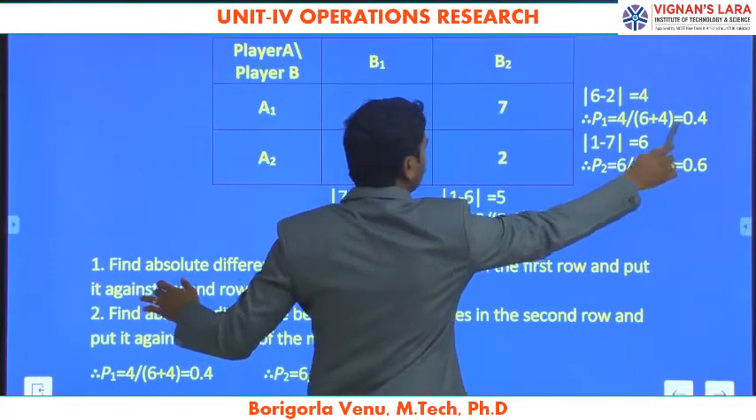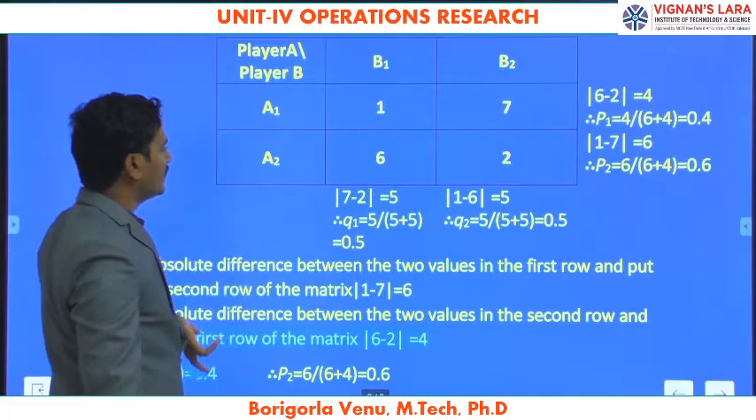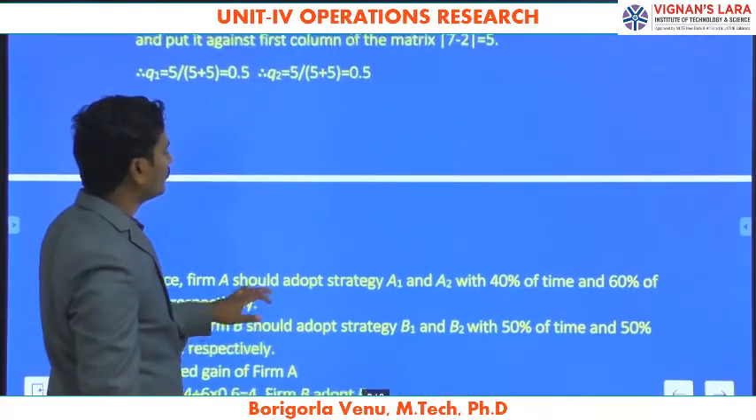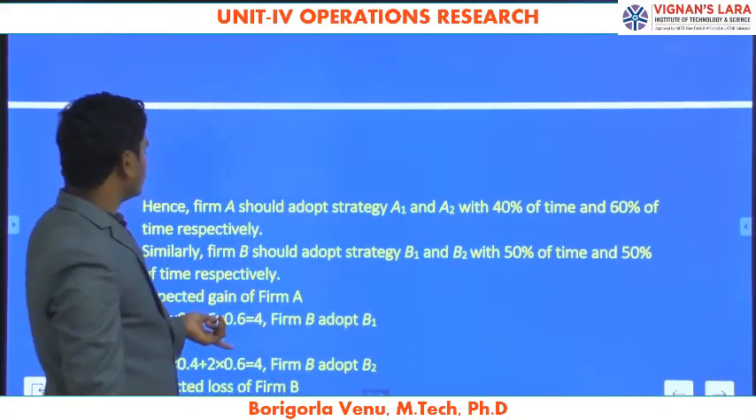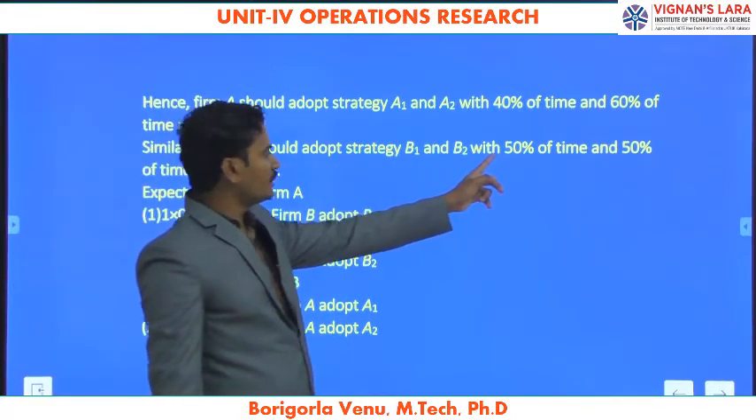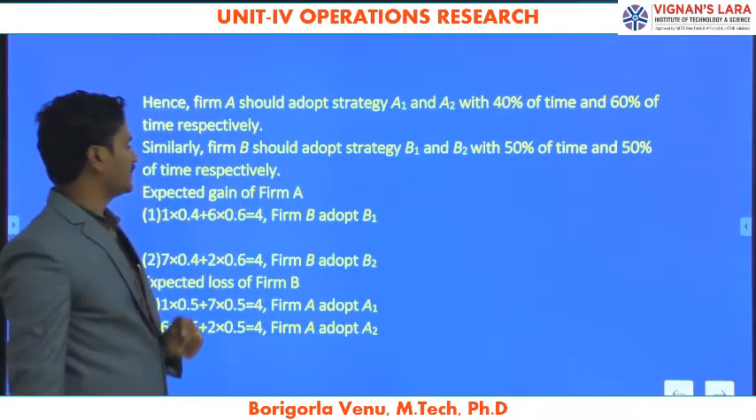These are the plan A strategies, with values 0.4 and 0.6, so in percentages 40% and 60%. Similarly, firm B should adopt strategy B1 and B2 with 50% of time and 50% of time respectively.